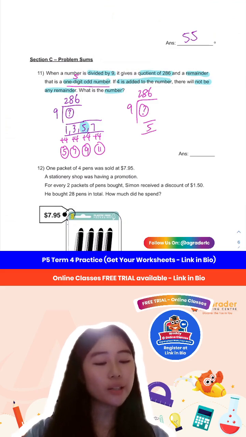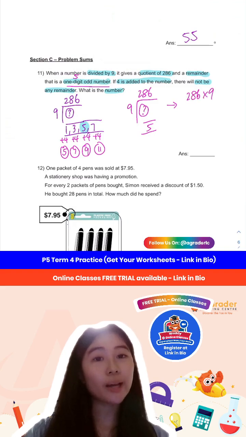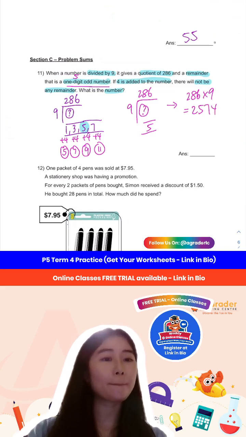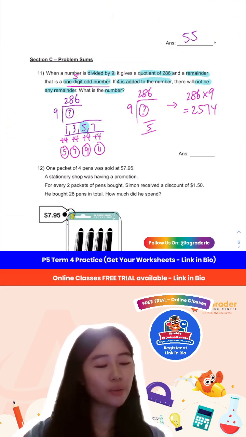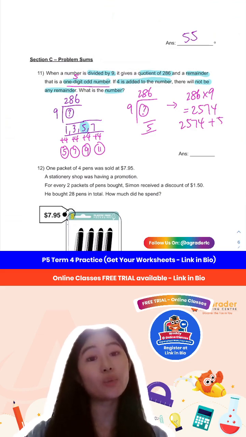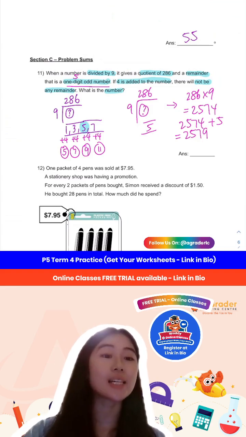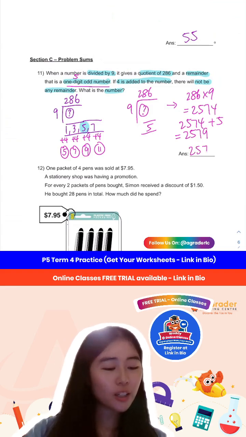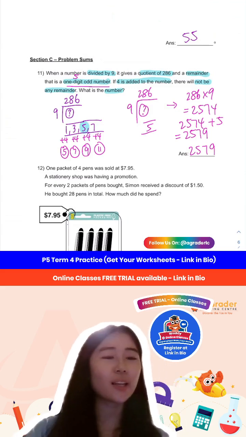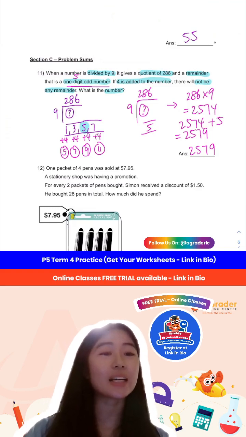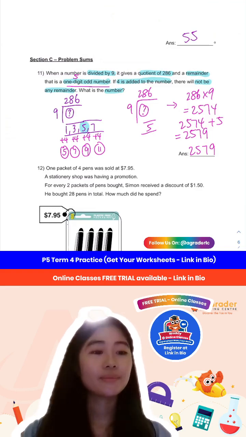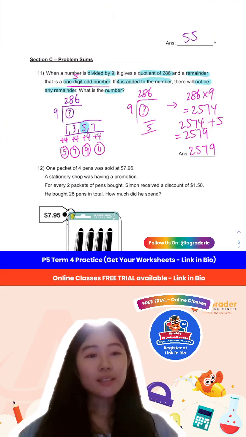Okay, so let's translate this into workings. You're just going to use 286 times 9 first to get 2574. Adrian, yes, you're correct. Once you get 2574, then you add the remainder, which is 5. So then you're going to get 2579 as the answer. I never keep track who got 2579, but just now somebody got this answer. Okay, so that's the answer.